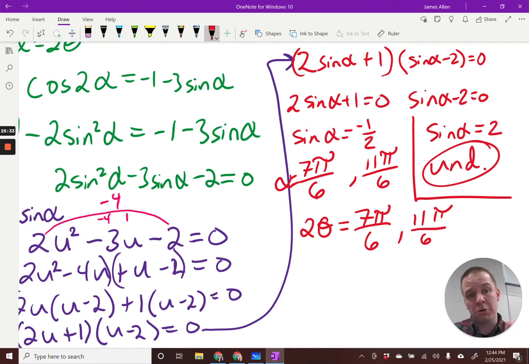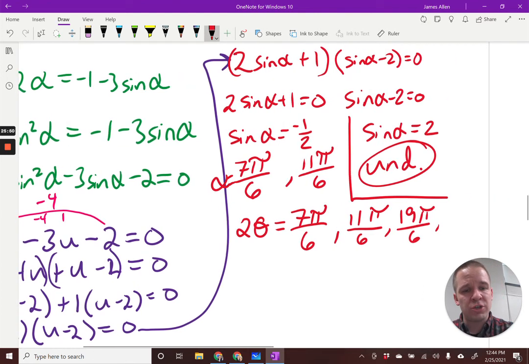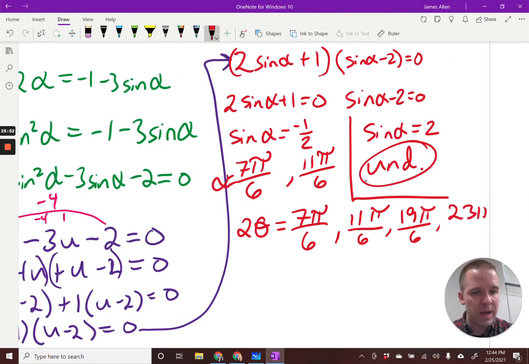All right, so if 2 theta is equal to 7 pi over 6 and 11 pi over 6, we got to remember that theta was restricted to 0 to 2 pi, right? But 2 theta is restricted from 0 to 4 pi. So I've got to find the coterminal angles. So if I add 12 pi over 6 to 7 pi over 6, I'm going to get 19 pi over 6. And then if I add 12 again, I'm going to get 23 pi over 6, just within my 4 pi restriction there, right? Because 24 over 6 is going to be 4. 23 just within. All right.